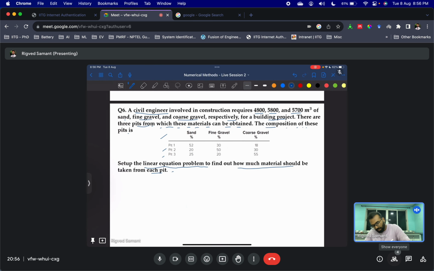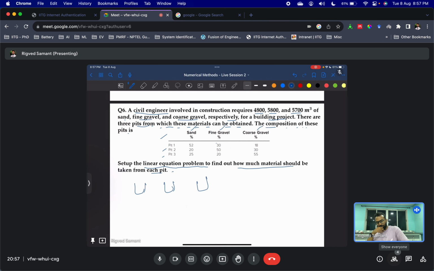So what is there? There are 3 pits, pit 1, pit 2, pit 3, and we have 3 different kinds of material, and from each pit you can select some percentage, they have given. So how will you set up a linear system of equations from this? Can anybody have a thought on this one? Again, 3 equations and 3 unknowns.